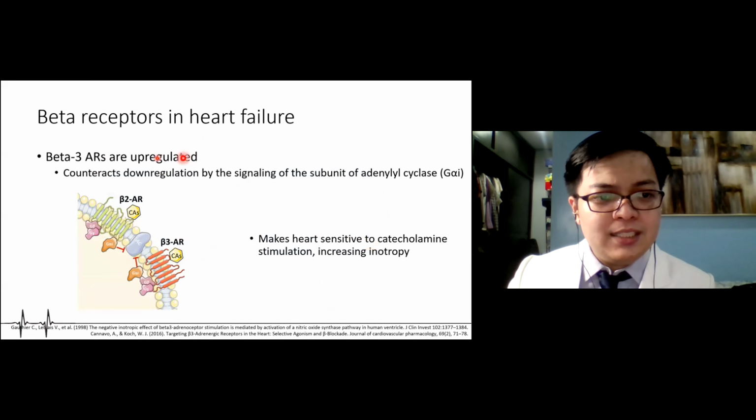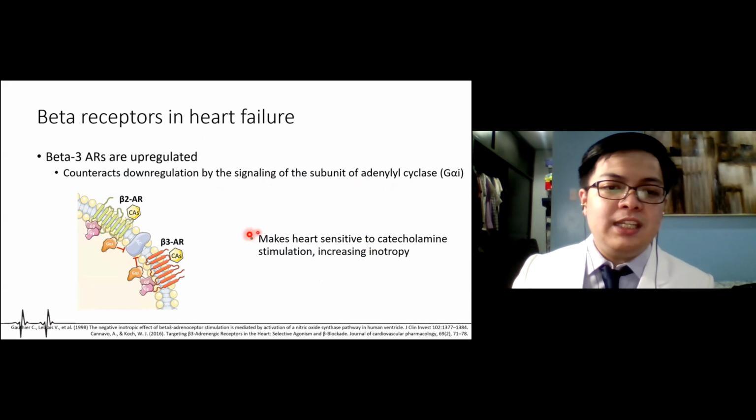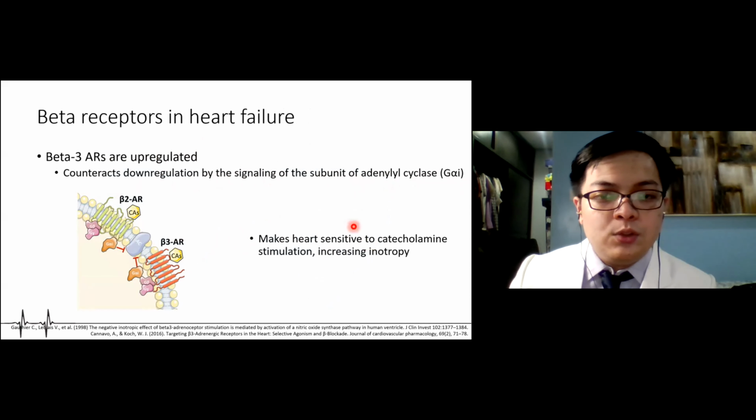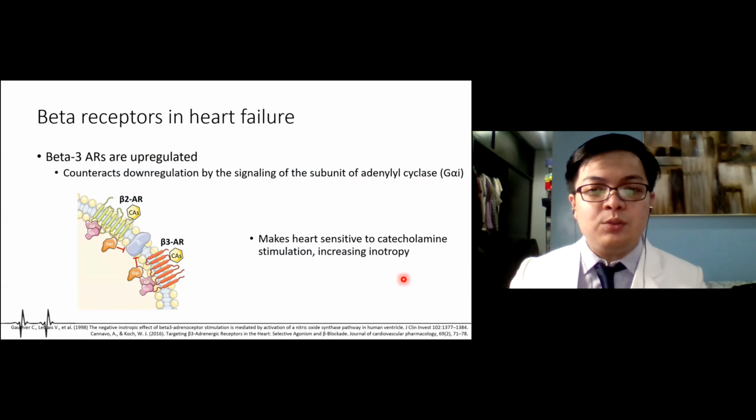So what happens is that it counteracts downregulation with the signaling of your inhibitory adenyl cyclase or your G alpha inhibitory subunit. So what happens? It makes the heart sensitive to catecholamine stimulation, and then the intended result is that it increases your inotropy.